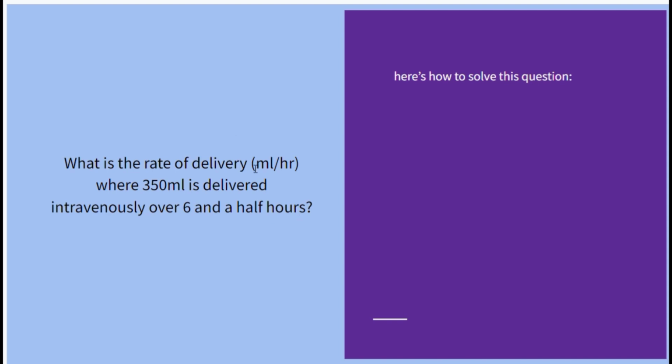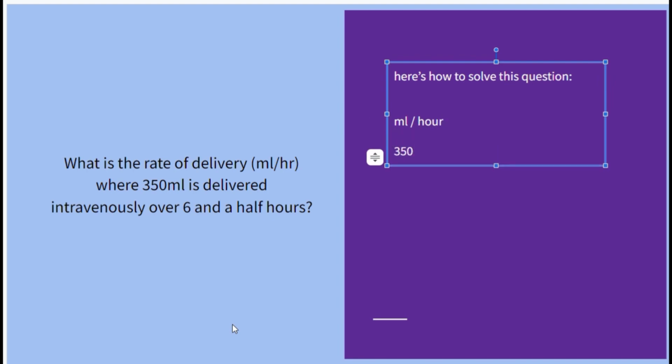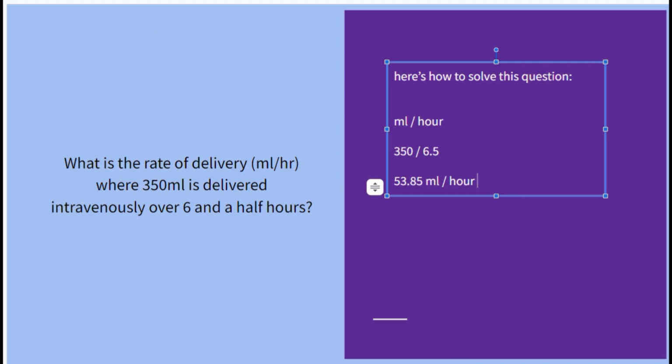So because they want to know the rate, and they're telling you the unit is mL per hour, we just have to divide, right? We have our mL, so we have to do mL per hour. So we have to do 350 divided by 6.5 hours. Okay, that's it. You put that in the calculator, and that will be 53.85 mLs per hour. It's the rate of your delivery. Very easy, straightforward, just divide mLs per hour.